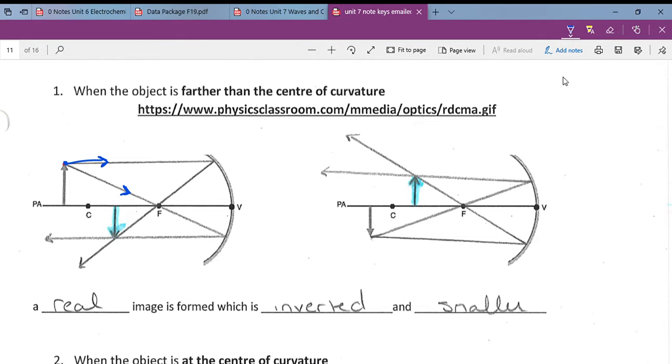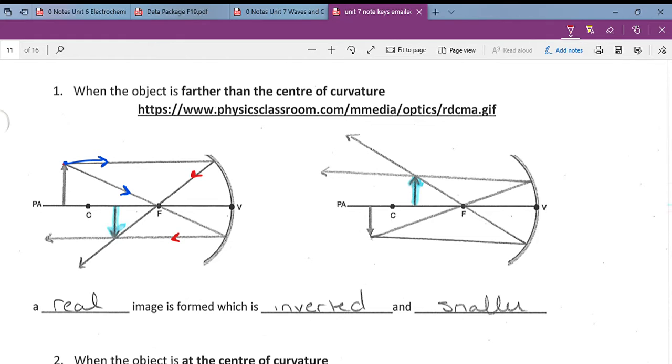Then from there, wherever they meet the mirror, you're going to have them reflect. The one that came in parallel to the principal axis is going to reflect through the focal point. And the one that went through your focal point is going to reflect parallel to your principal axis.